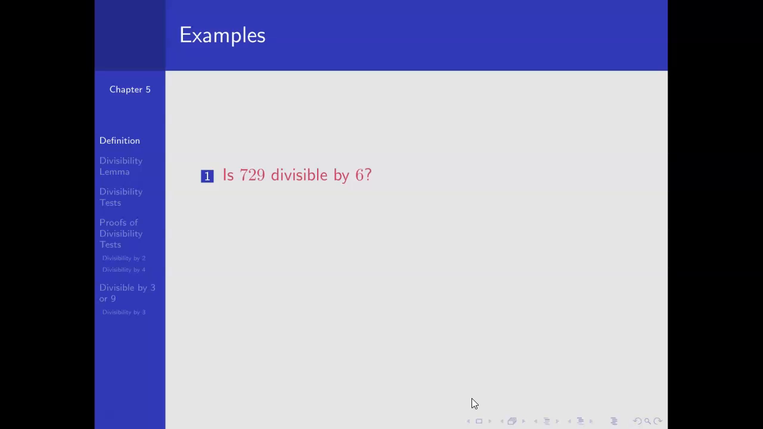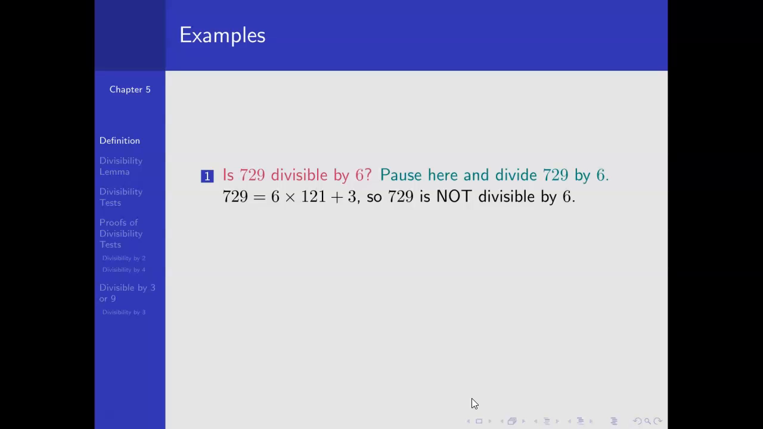All right, now we're going to look specifically at some number examples. So first question, is 729 divisible by 6? And you should pause right here and divide 729 by 6 and see what happens. 729 works out to be 6 times 121 plus 3. So that's a remainder of 3 when you do division. So 729 is not divisible by 6.